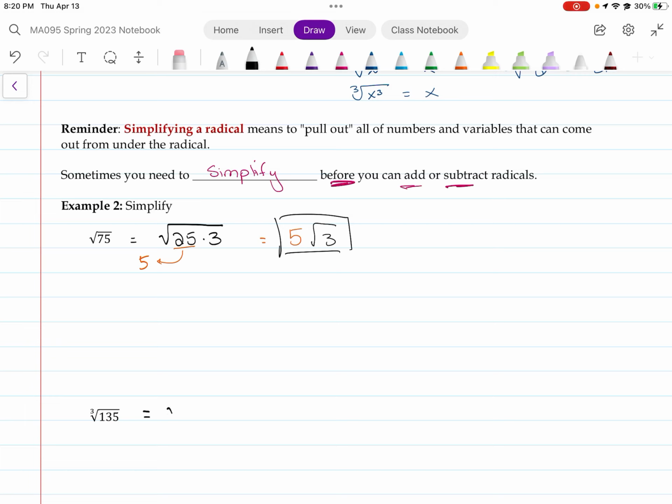All right, the next one is a cube root. So you want to find a perfect cube underneath there in the 135, and that is 27. 27 times 5 gives us 135. So when we cube root the 27, it becomes a 3. So this is going to give me the 3 that comes out, and then the 5 is still stuck underneath. So we've got 3 on the outside, and then cube root of 5.